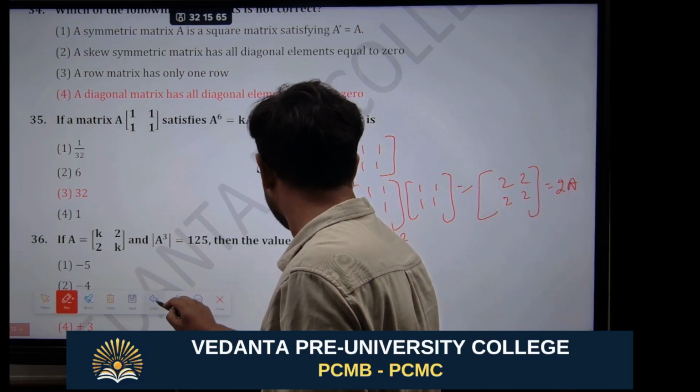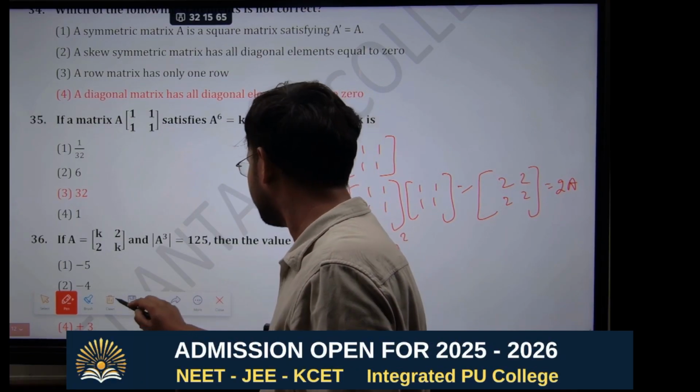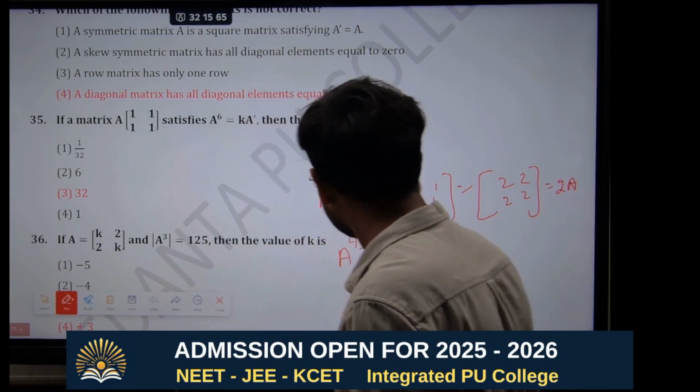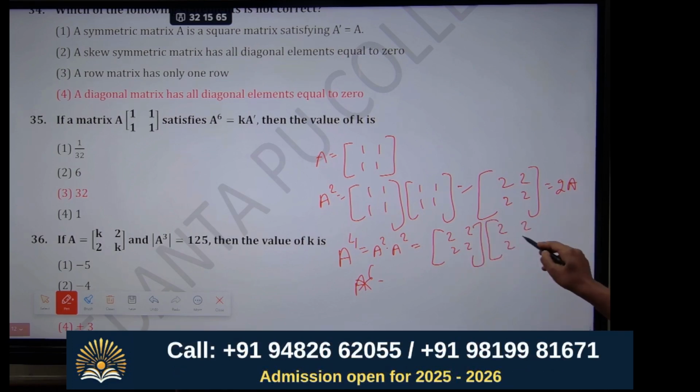So basically we find this. This is 2 2 2 2. So 2 2s are 4, plus 4, this will come 8 8 8 8. So A4 will be 8 times A.